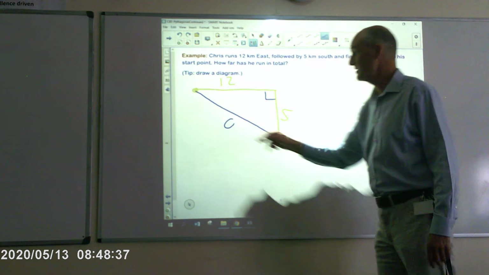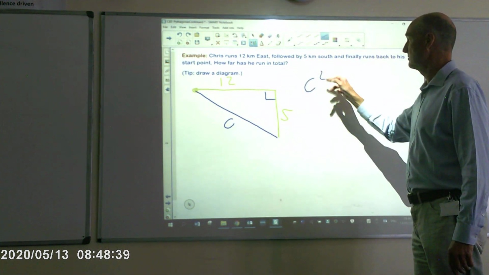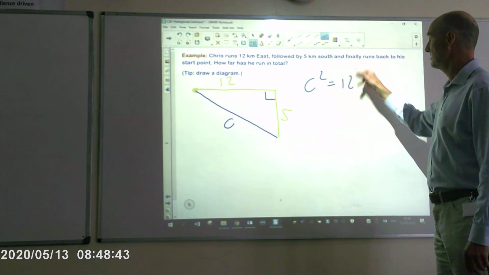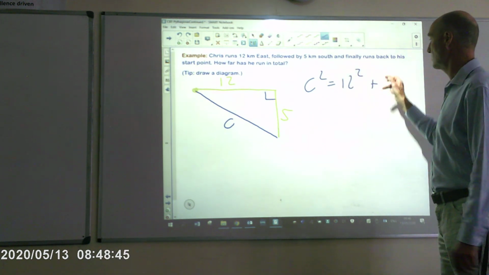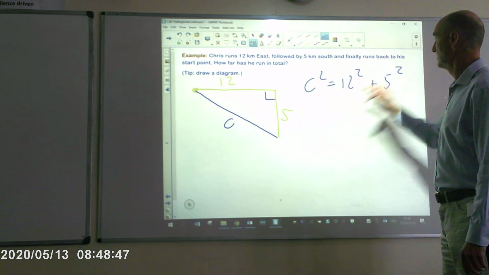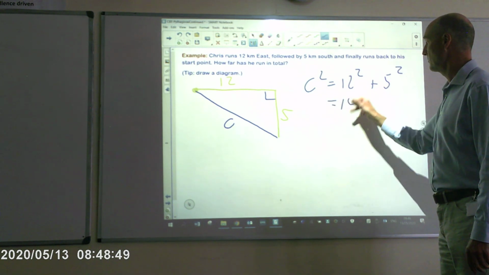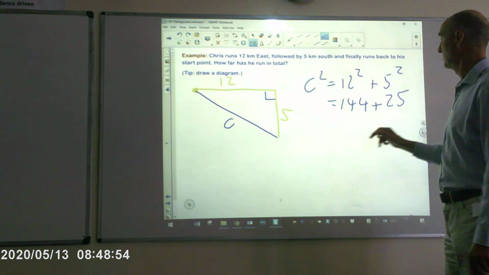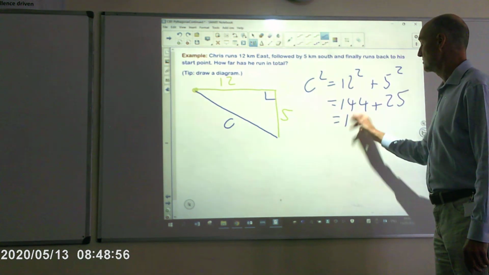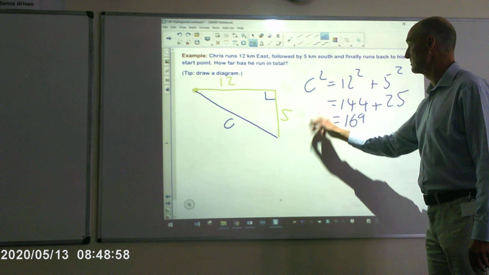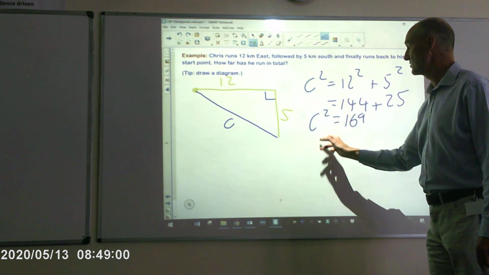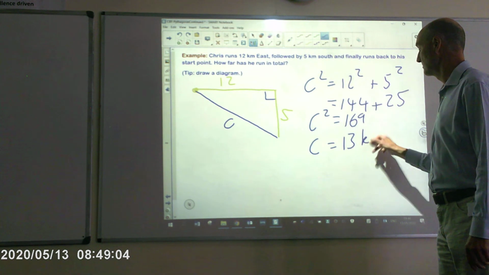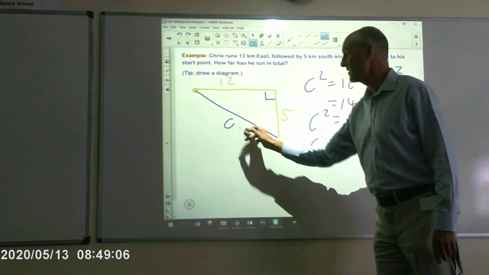It's a long side, so c squared equals short side squared, so 12 squared plus the other short side squared, 5 squared, so it's 144 plus 25, so that equals 169, so c equals 13 kilometres. So we now know that that is 13.